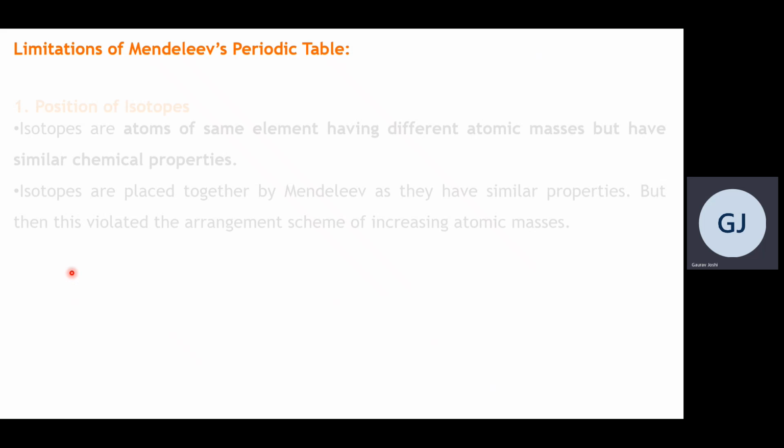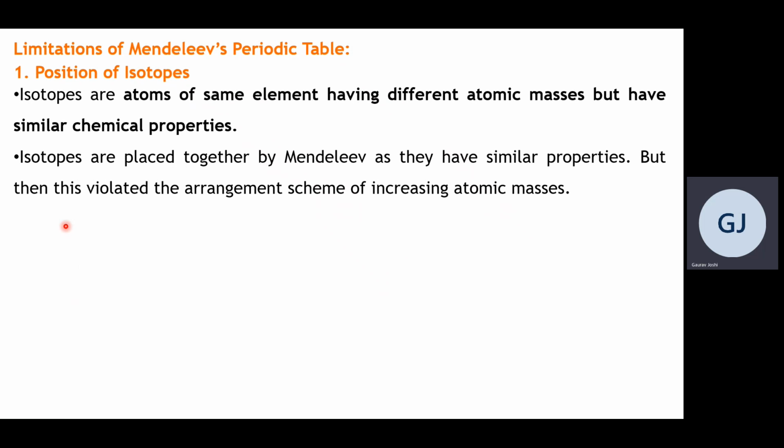But there were some limitations which the Mendeleev periodic table suffered, right? So what were the problems in the Mendeleev periodic table? He was unable to identify the position for the isotopes, right? So what are isotopes? For example, you have heard about hydrogen, deuterium, tritium. They have the same atomic number but different atomic masses, right?